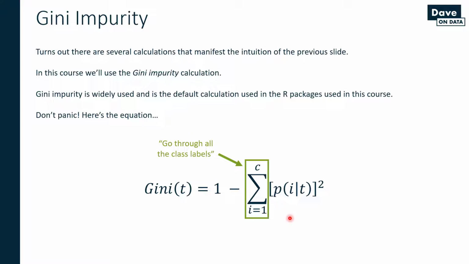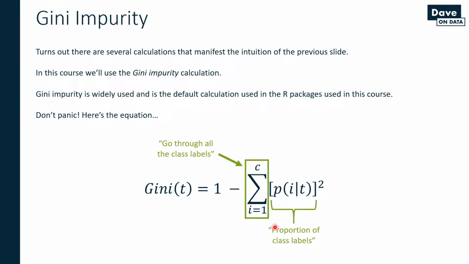Now notice that even though we're dealing with a 2 label or binary scenario, this equation works if you have 3 labels, 4 labels, or 20 labels. It works exactly the same. That's the benefit of using this notation. It just says, look, no matter how many class labels you've got, go through them all.